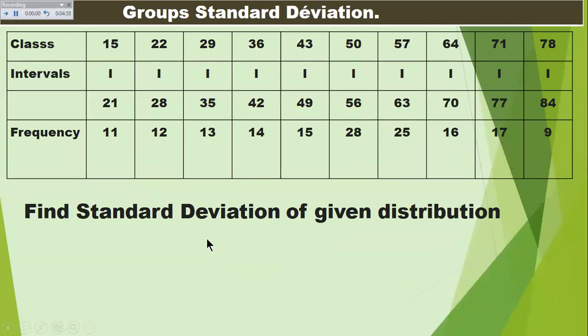Friends, let us discuss one example related to group standard deviation. Here are 10 groups, 1 to 10. The first group is 15 to 21, then another is 22 to 28, and so on. And this is the frequency: the 15 to 21 group has frequency 11, and the 22 to 28 group has frequency 12. The question asks us: find the standard deviation of the given distribution.